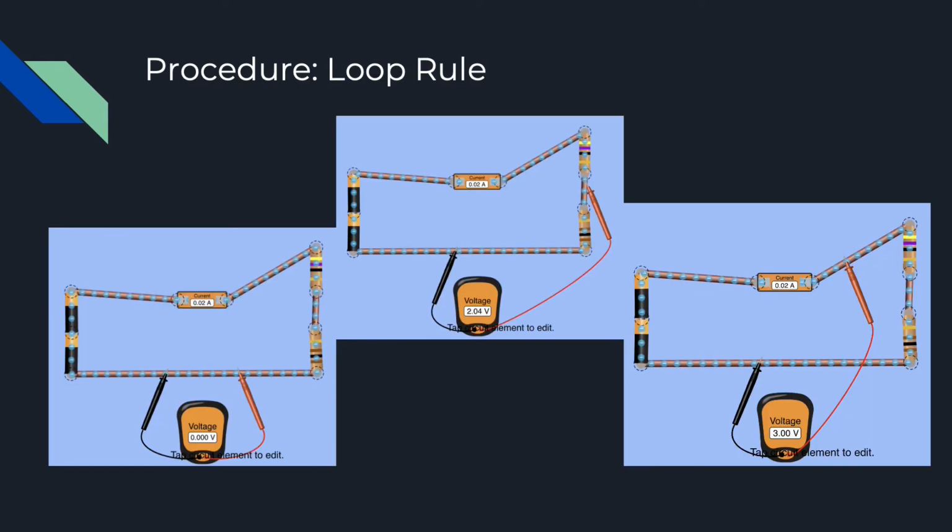This model exemplifies the loop rule because it takes voltage readings at various points in between components where voltage drop would occur. In the first picture, you have a voltage reading of 0 volts because it's the end of the loop, and all the voltage should have dropped between all the components and reached 0 before reaching the EMF again. And in the second picture, we have a voltage reading of 2.04 volts.